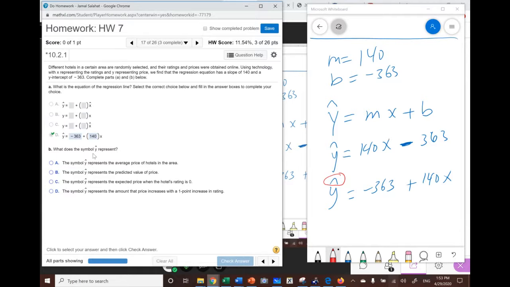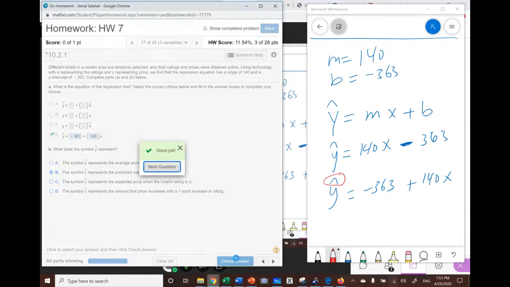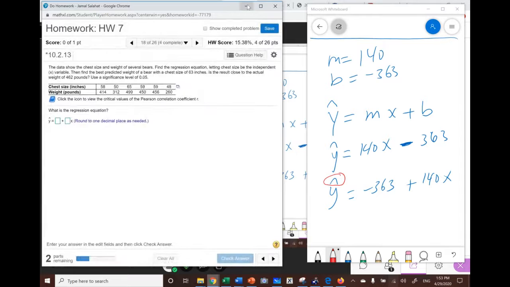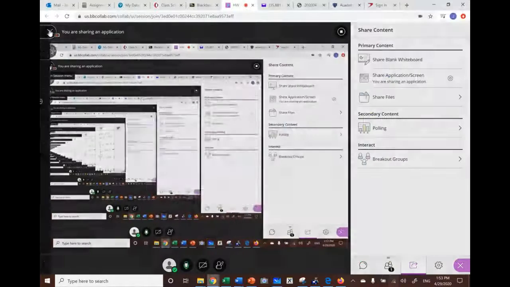Now, what does the symbol y hat represent? We just mentioned. The symbol y hat represents the average price? No. It represents the predicted value of price? Yes. The symbol y hat represents the expected? No. It represents the amount that price increases? No. So it is this one, the predicted value. So we're going to get this answer in here. I'm going to stop the recording here.